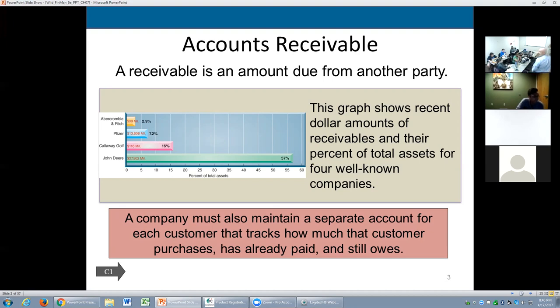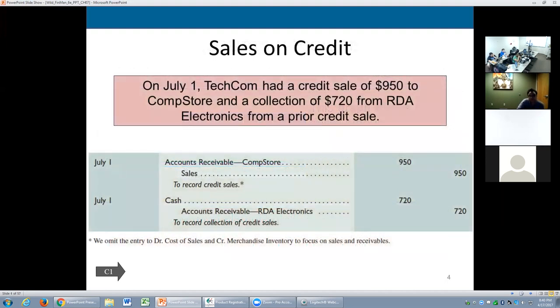So a company must also maintain a separate account for each customer that it's tracking and how much that company purchased, has already paid, and still owes. Every company must track for every customer. They're going to have an account where it's tracking how much that customer has paid and still owes. So let's look at an example of a sale on credit.